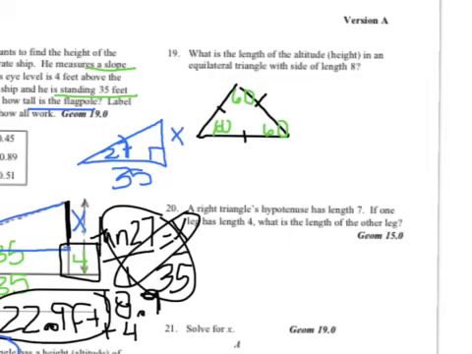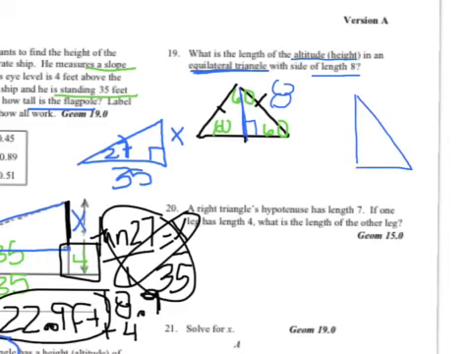Question 19 is similar to the one we just did. They tell us again it's an equilateral triangle, so I drew one that was 60, 60, 60. And equilateral means all the sides are the same. Only this time it says the side is 8, and they want us to find the height. So I'm going to split this down the middle, and I'm going to break up my triangle to the side so I can see it.